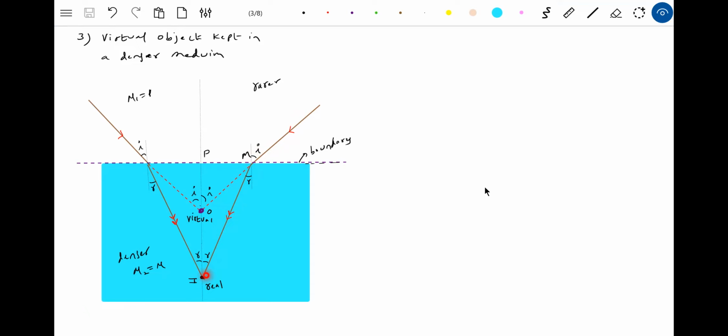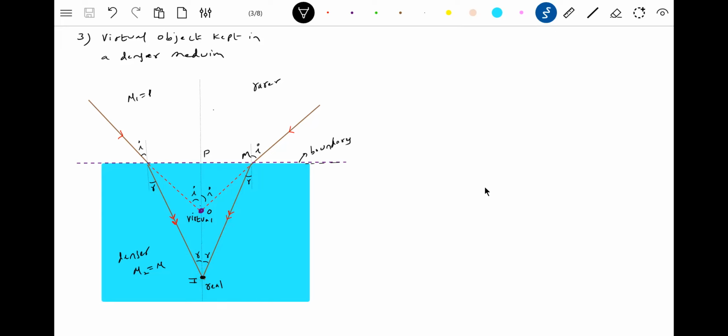How to identify the image real or virtual? In case of reflection, it was okay. If the reflected rays diverge from a point, the point of divergence will be a virtual image. If the reflected rays converge at a point, the point of convergence will be a real image. In case of refracted rays, if the refracted rays converge at a point, the point of convergence will be a real image. If the refracted rays diverge from a point, the point of divergence will be a virtual image. So as the refracted rays are converging at a point, therefore they should be real.